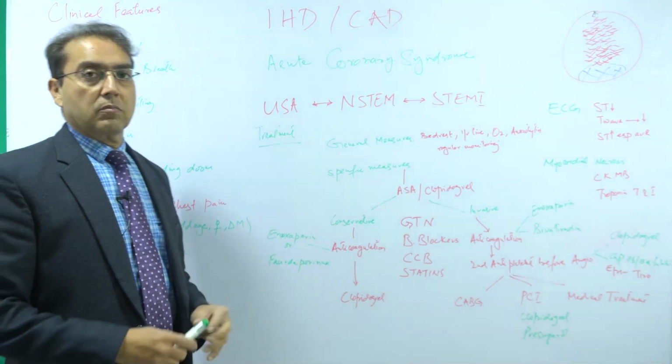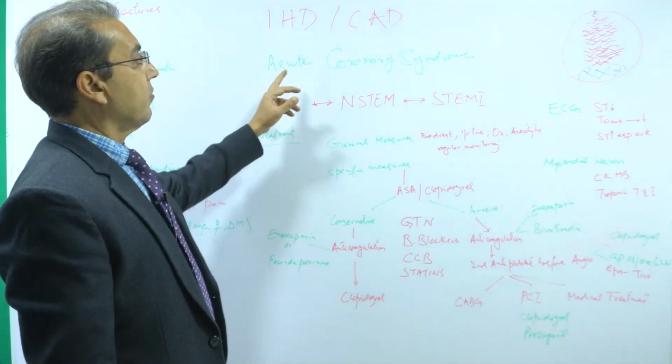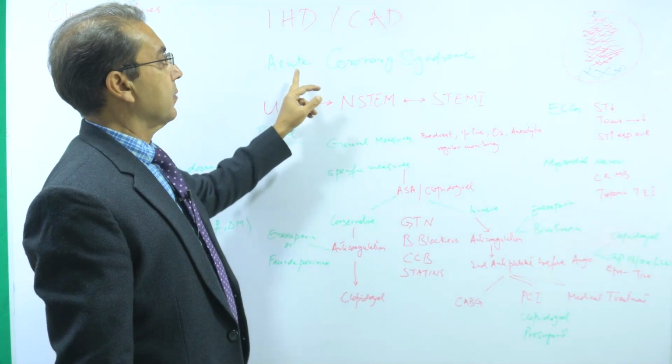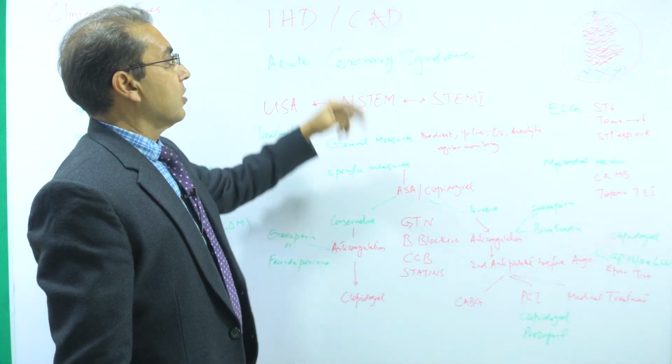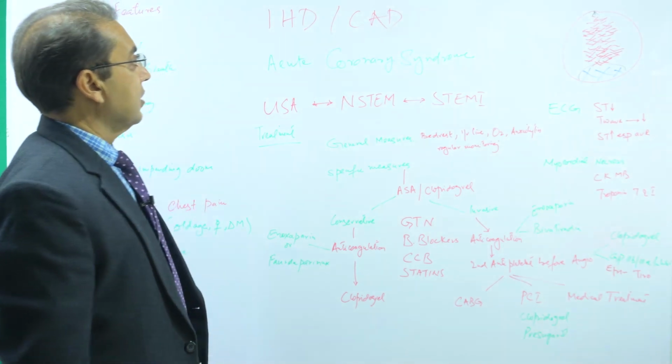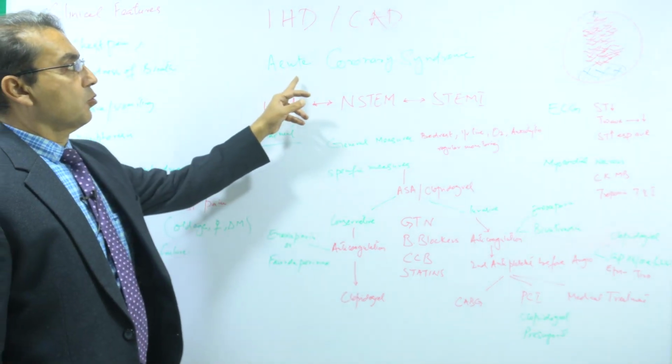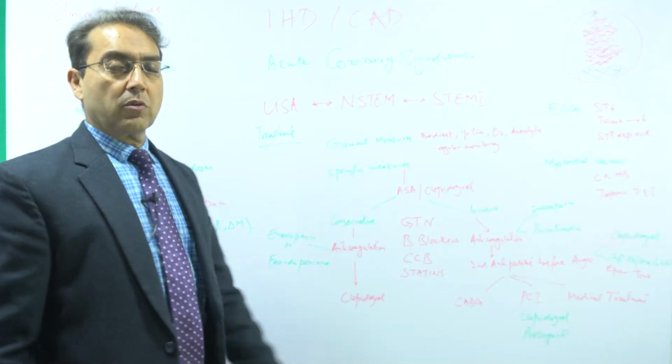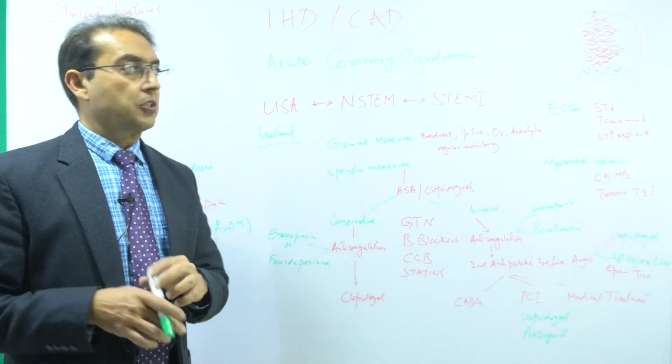Acute coronary syndrome. This is the next topic. Last time we discussed chronic stable angina, which is one of the variants of ischemic heart disease. Now we discuss acute coronary syndrome. Acute coronary syndrome is a very labile condition.